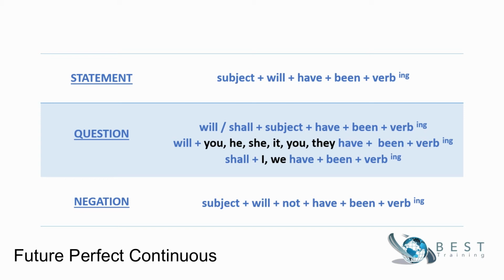Questions are indicated by inverting the subject and will. Don't forget to use shall with I and we. Negatives are made with not, as in the older tenses. Let's summarize that. The future perfect continuous is formed by will plus have plus been plus verb-ing. We have just to conjugate the helper verb have in simple future. The rest doesn't change, the same as the previous tenses.